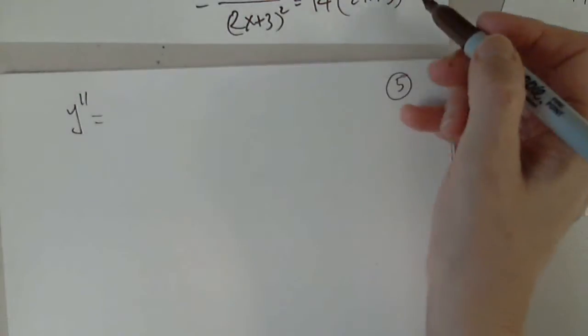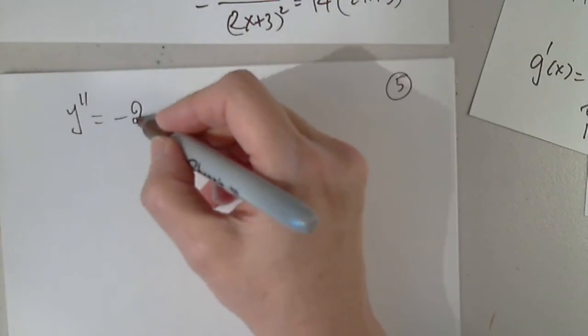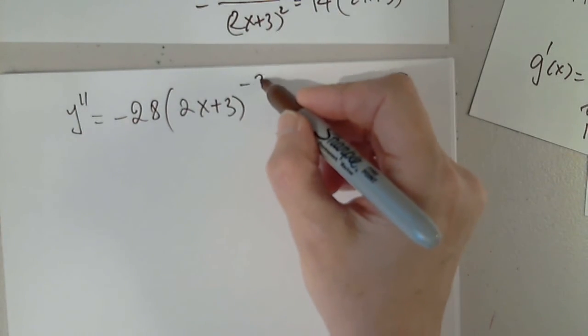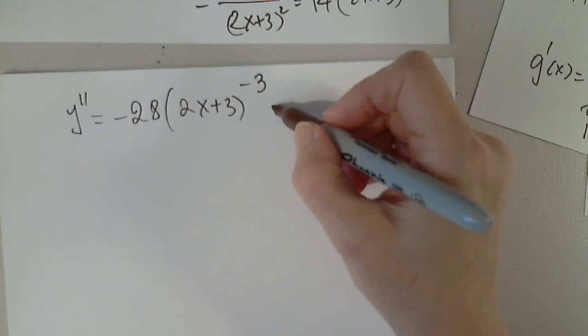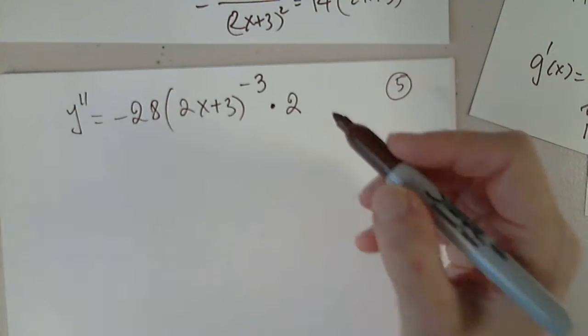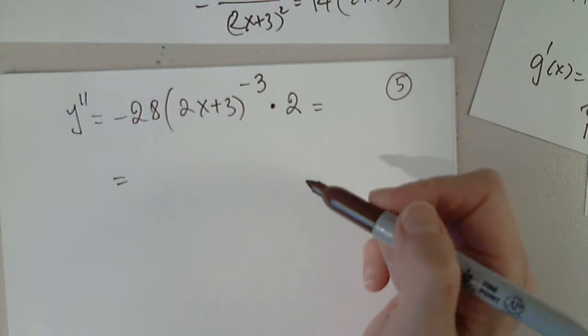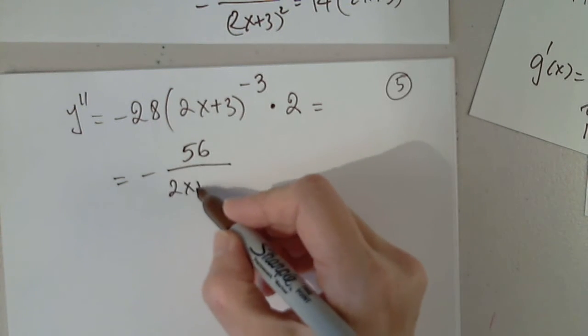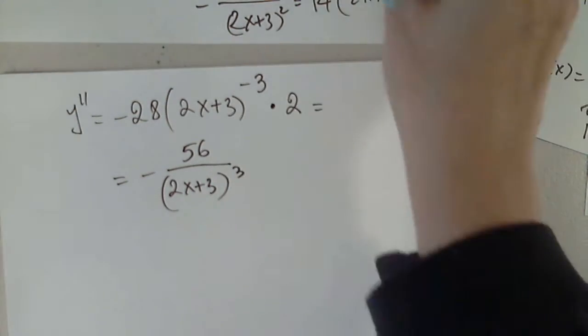So 14 is outside, but I bring down -2, so -28. So 2x plus 3 raised to -3, subtract 1 from the power, and I have to multiply by the inner function prime, which is 2. So this becomes now -56 over 2x plus 3 to the third power.